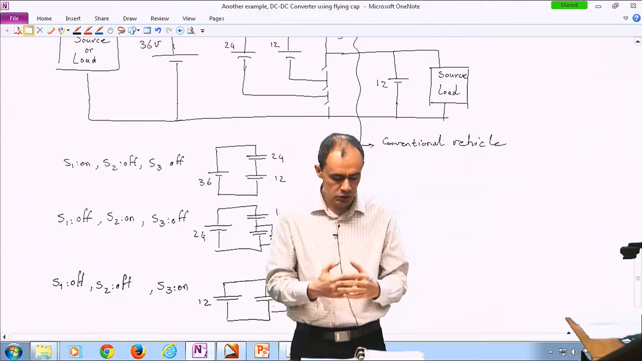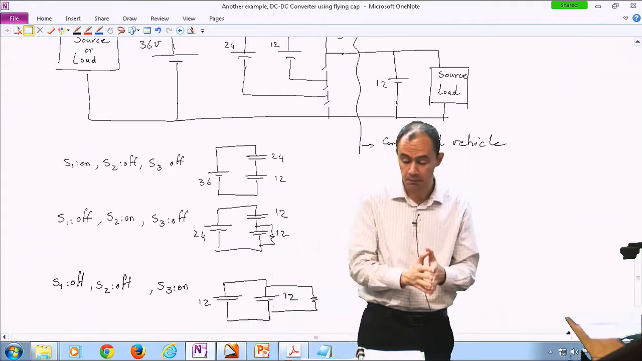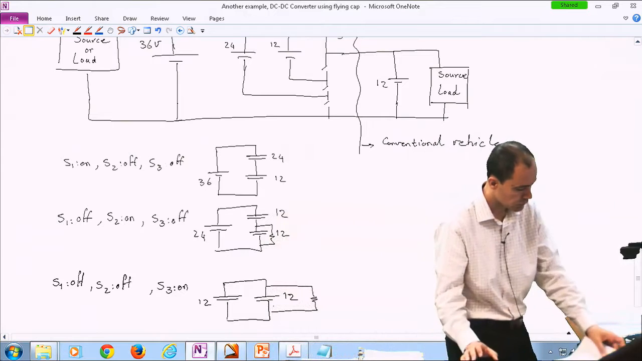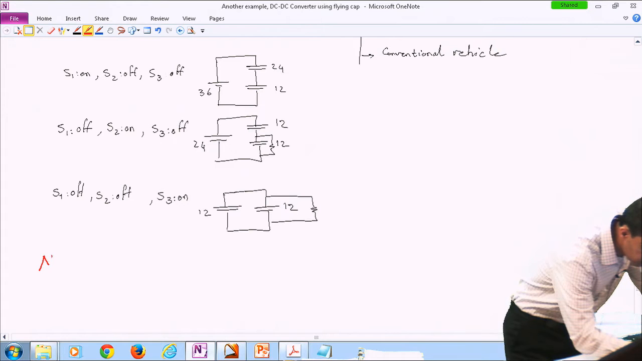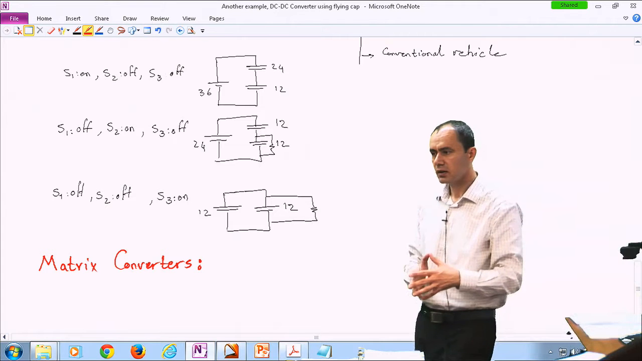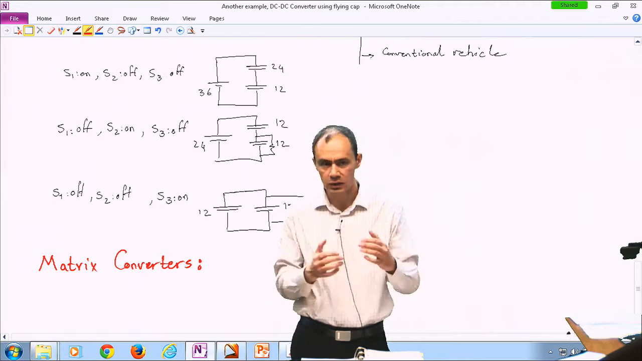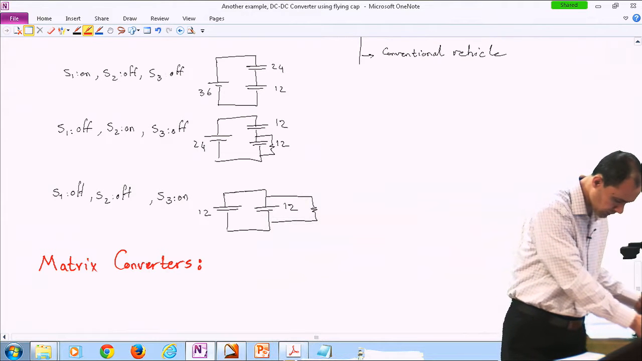Then we are going to step into a new class of power converters, which are called the matrix converters. So we are moving on to introduce a new class. Now, matrix converters are not very common, and we are not going to spend a lot of time on those, but I thought it's not a bad idea to introduce them so that in the future, when you see somebody talking about the matrix converter, you can actually understand what they're talking about.